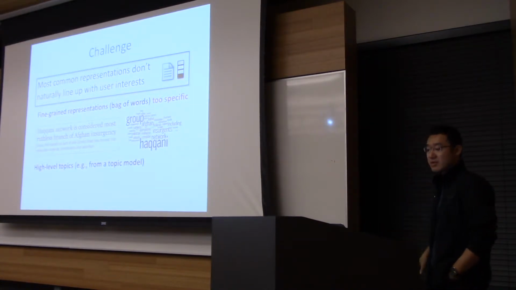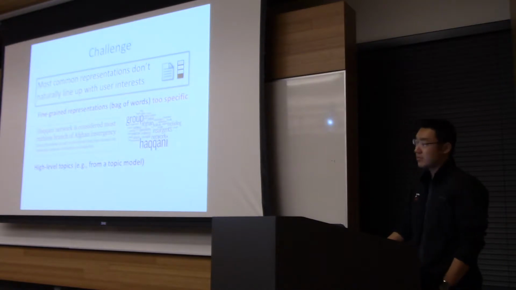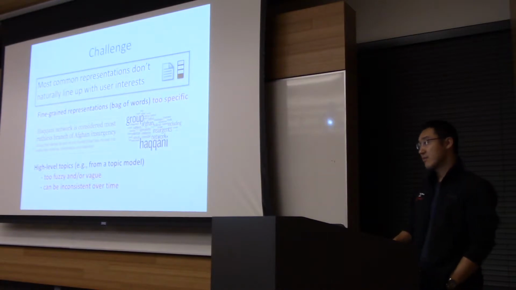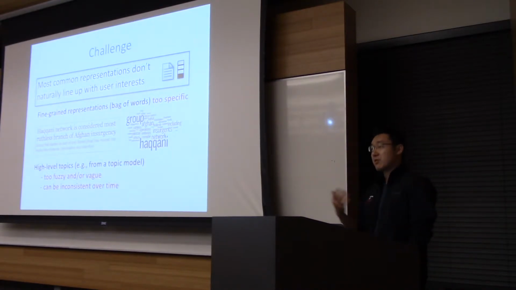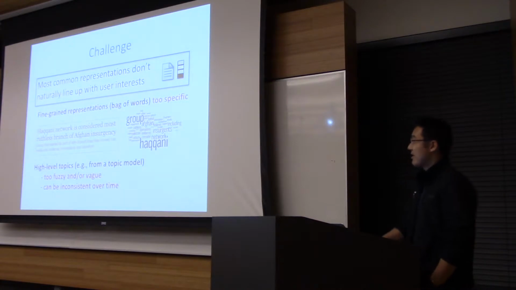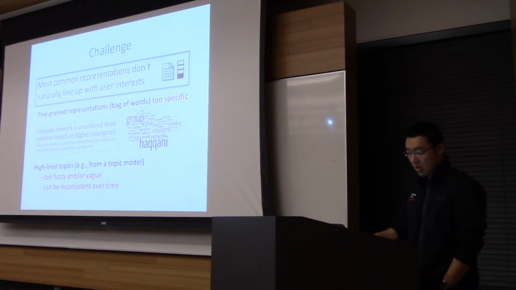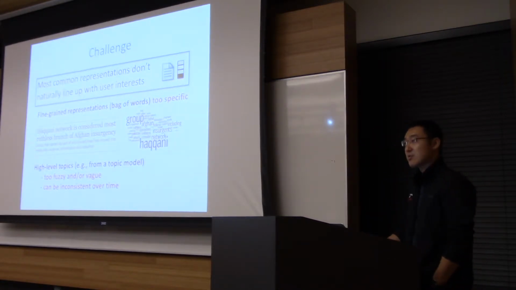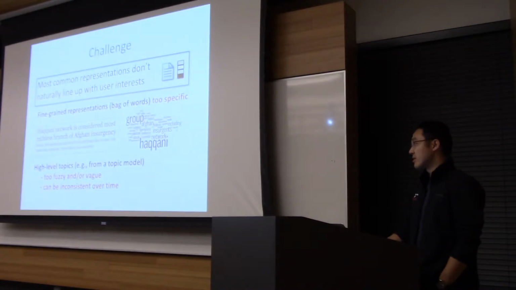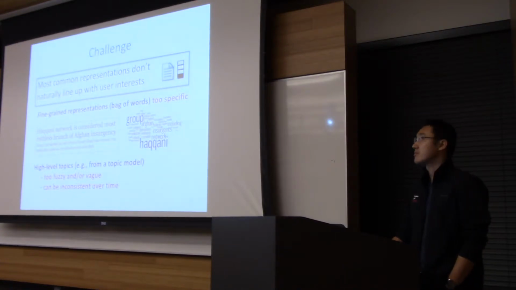On the other hand, we could do high-level topics from a topic model, things related to PCA. And those can be too fuzzy or vague. They're really coarse-level topics. For example, a topic could be a cluster. Now, if I have 10 clusters over millions of documents, each cluster is going to be very vague and diffuse. And they could also be inconsistent over time, because what people talk about changes over time. So the word distribution of certain topics can drift a lot from day to day, week to week, depending on current events.